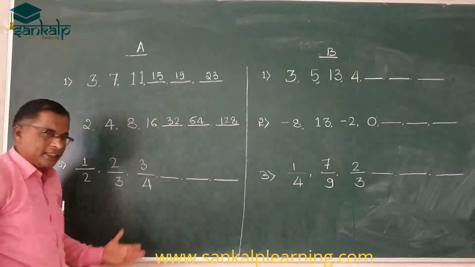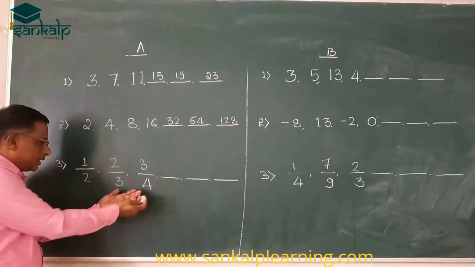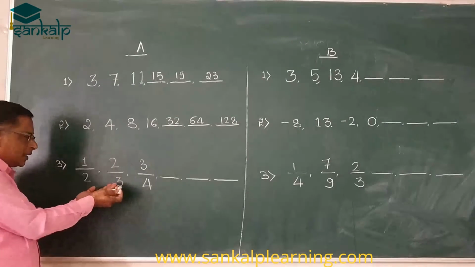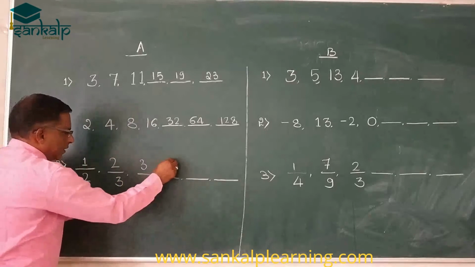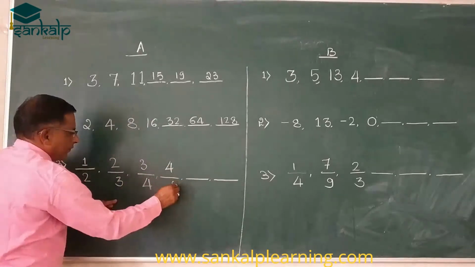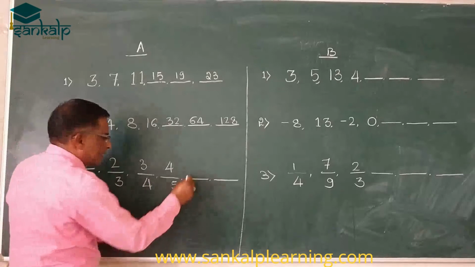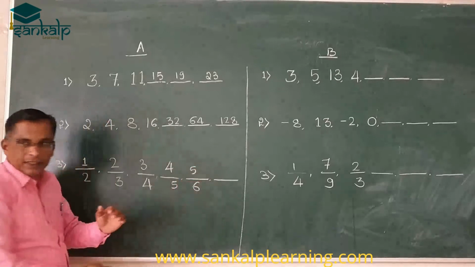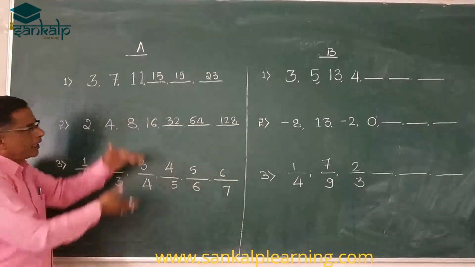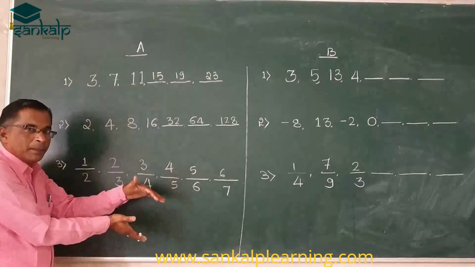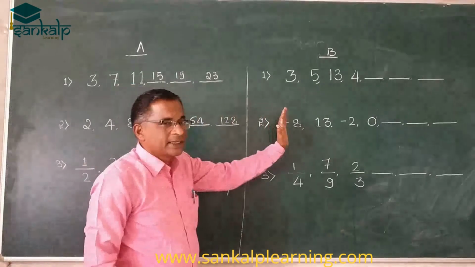Let me come to the third example. Can you tell me the next number after 3 by 4? Just by studying these, compare the numerator and denominator. Yes, you are right, that is 4 by 5. Its next number is 5 by 6. Its next number is 6 by 7. Okay, this set of numbers we have completed. Let us come to the second set.